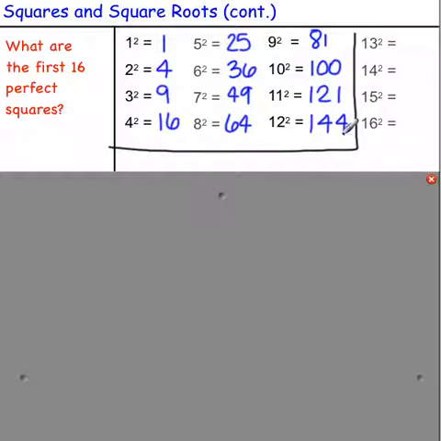Now, as for the bonus ones, 13 squared is 13 times 13, which is 169. 14 squared is 196. 15 squared is 225. And 16 squared is 256. These are going to be useful for you to memorize because they're going to make your life on the quiz a whole lot easier. Plus, that's a pretty big part of this lesson, so hint, hint, you might want to know these for the quiz.